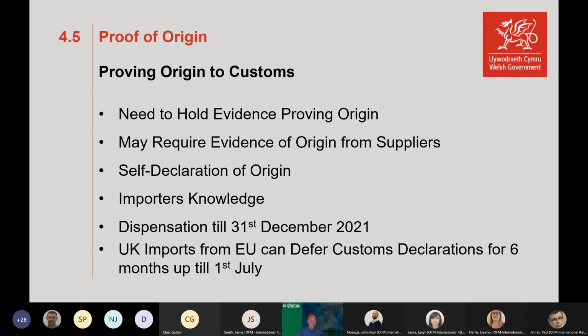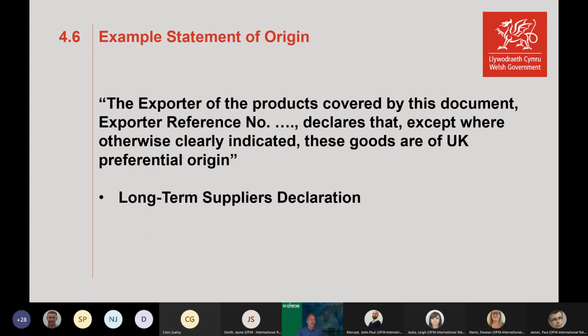So the origin declaration, the wording that you put onto your invoices and commercial documentation, is laid down in the TCA. There's a template, which is this here. So on your commercial invoice, you would put: the exporter of the products covered by this document, exporter reference number, that's your reference number, declares that except where otherwise clearly indicated, these goods are of UK preferential origin, if this is you sending the goods out. And you need to put that against each different HS code to show that that is the case.